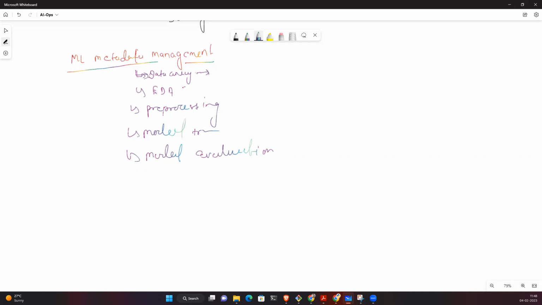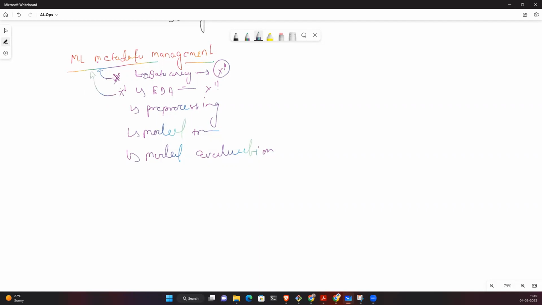Let's suppose I passed X data to the data analysis. It became X dash after the data analysis. Now, if I want to reach back to X, will I be able to? No. So I should store X in the metadata first. Then X dash goes to the EDA, which performs some action on it, and the output is X double dash. If I want to get X dash back, will I be able to? No. So I store this X dash in the ML metadata.